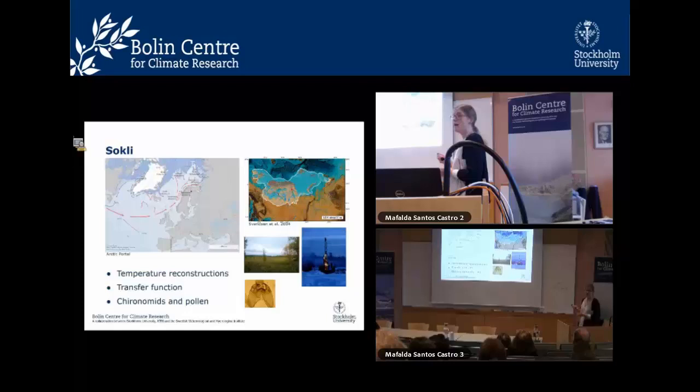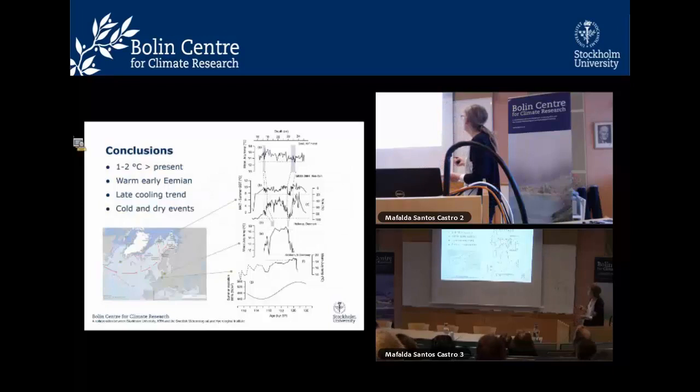We are several people working on this site. We have a multi-proxy approach to reconstructions based on the transfer function approach, which we apply to pollen and chironomids. And I work on the chironomids. And this is sort of an internal validation when you reconstruct the same parameter by using different proxies. The pollen based reconstruction and the chironomid based reconstruction, this is from Sokli, show many similarities, both in absolute temperature and in the temperature trends, lending some support to our reconstruction.